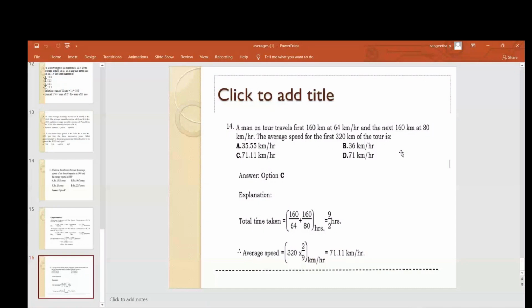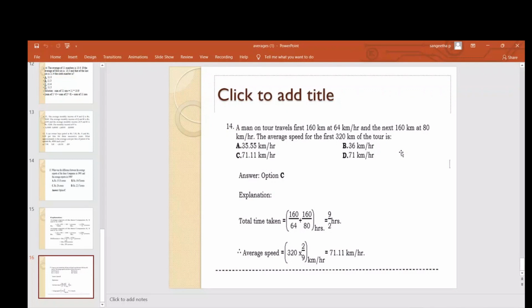So what is the average speed for the first 320 kilometers? How do we get 320? 160 plus 160 is 320. So we have to calculate the average speed for the first 320 kilometers of the tour. They have given four options. Option A is 35.55, option B is 36, option C is 71.11, and option D is 71. So what is the answer? Option C, 71.11 kilometers per hour. Let us discuss how we get the answer.